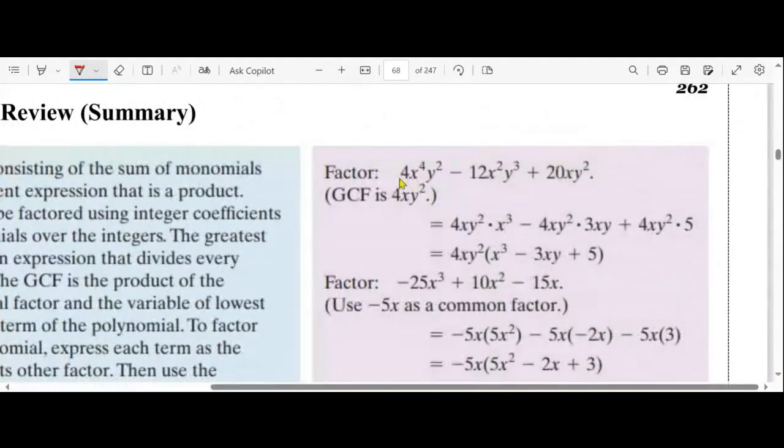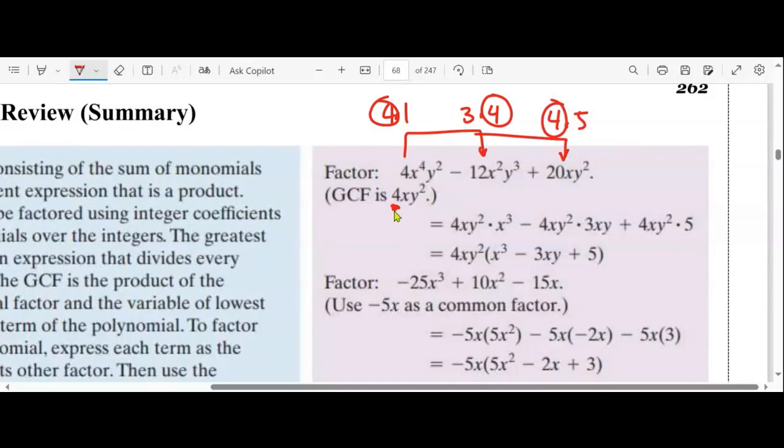Here I have to factor 4x to the power 4 y squared minus 12x squared y cubed plus 20xy squared. Now, take a look at the 4, the 12, and the 20. What's common in all of them? 4, right? Because this is 4 times 1, this is 3 times 4, and this one, 4 times 5. So the common one in all of them is 4.